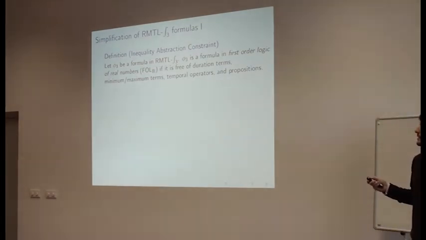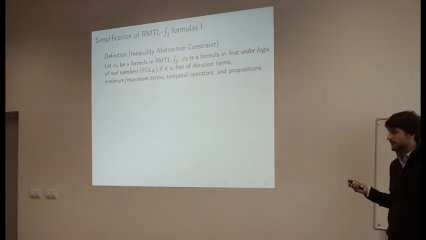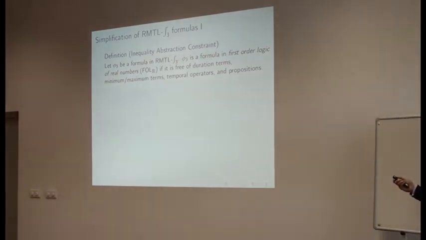Now we need the simplification of that type of logic. That is the first step. After the simplification, we can generate functions, and after that we can generate lambda functions in C++, which we will see later. So basically, reserved mathematical logic with durations is a formula that can contain a formula in first order logic of real numbers if it is free of duration terms, if it does not have minimum and maximum terms, which are the terms that we saw previously, the minimum of a formula and the maximum of a formula, and if you have the temporal operators, the until operator and the since operator, and we don't have propositions.